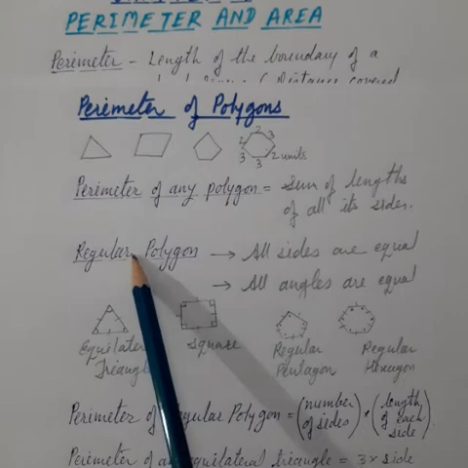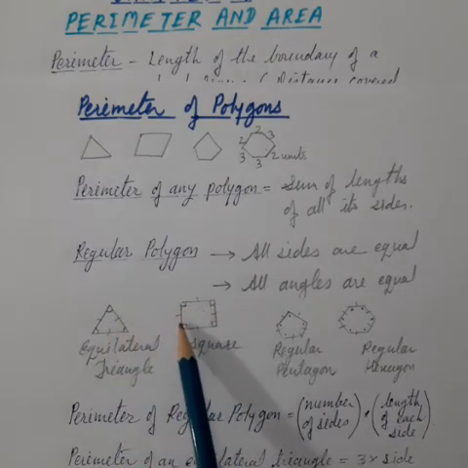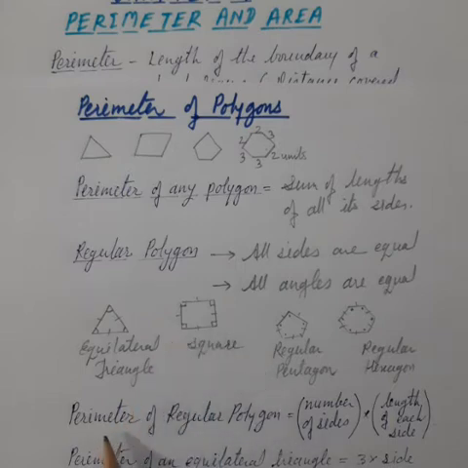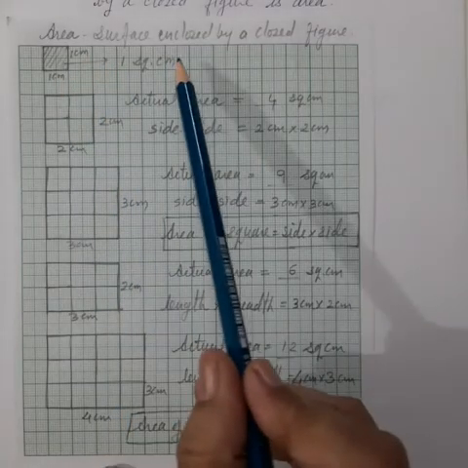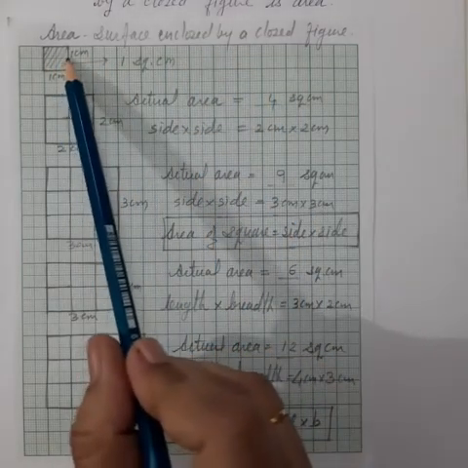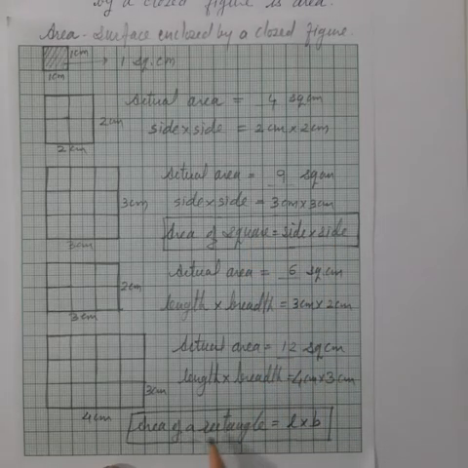In a regular polygon, all sides are equal and all angles are also equal. To find the perimeter of any regular polygon, we have to multiply its number of sides by the length of one side. Area is the surface enclosed by a closed figure. The area of a square is side into side and the area of a rectangle is length into breadth.